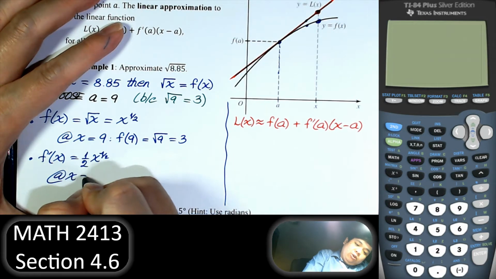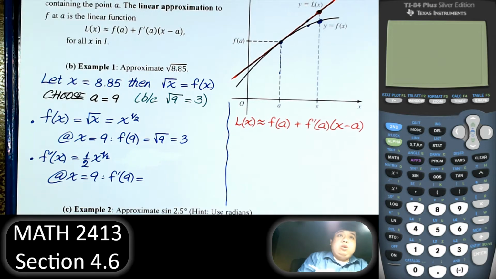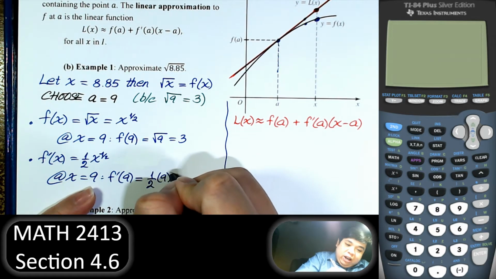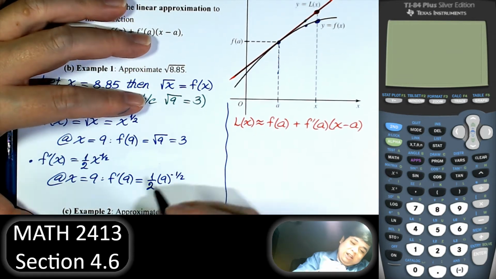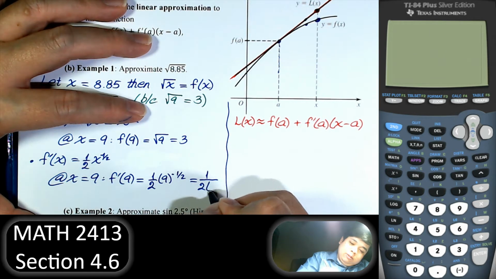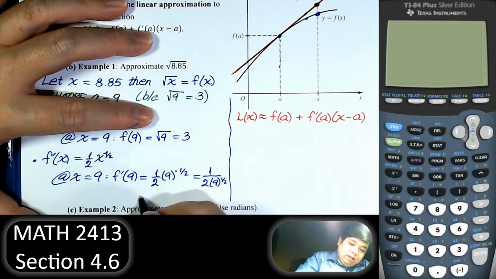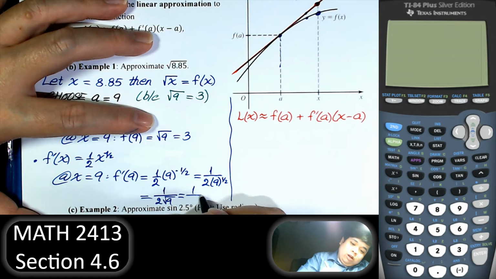At x equal to 9, the derivative at 9 is 1/2 times 9 to the negative 1/2. Bring the negative 1/2 to the bottom: 9 to the 1/2 is the same as the square root of 9. So we have 1 over 2 times 3, or 1 over 6.